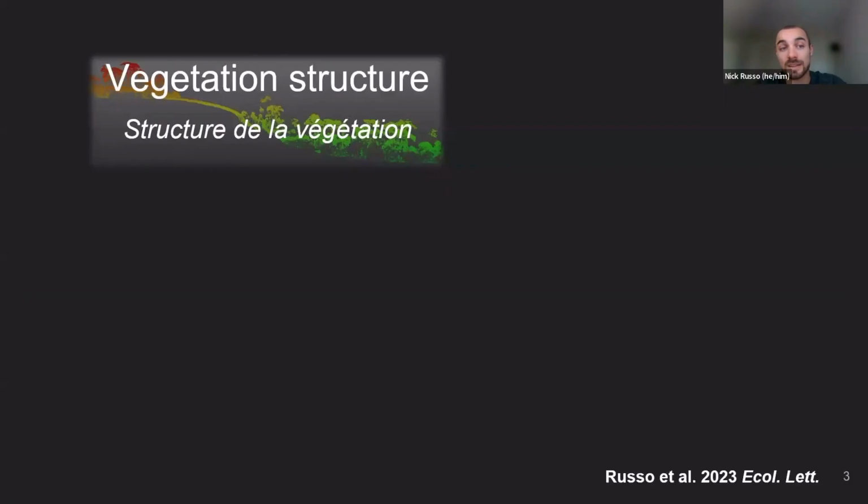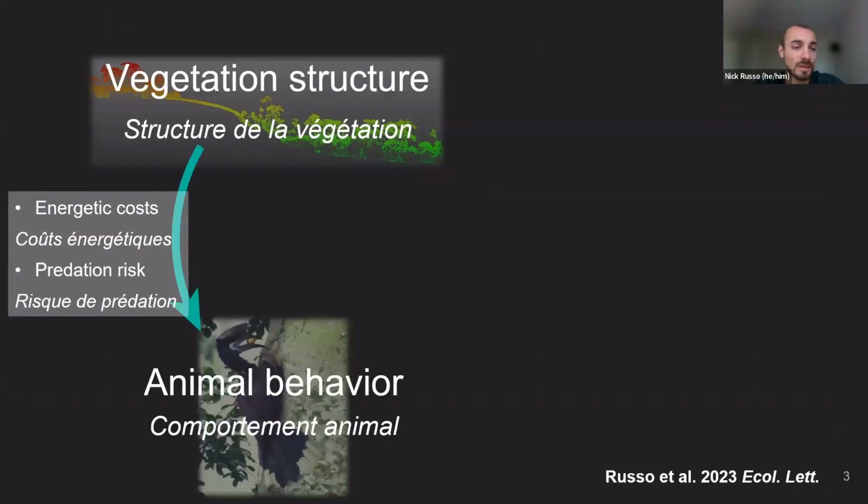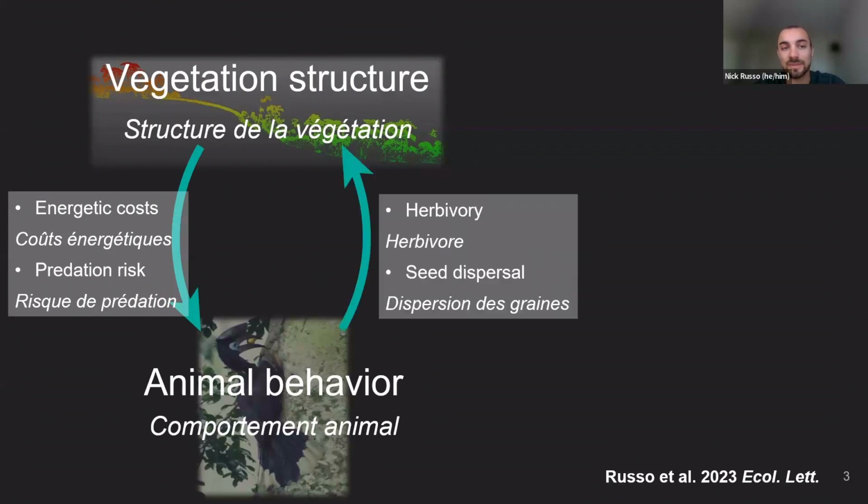The main idea behind my research is the interactions between vegetation structure and animal behavior. So one way that vegetation structure influences animal behavior is by indicating energetic costs. It can also indicate predation risk for animals. But animals also influence vegetation structure through their ecological roles. Some examples include seed dispersal and herbivory.